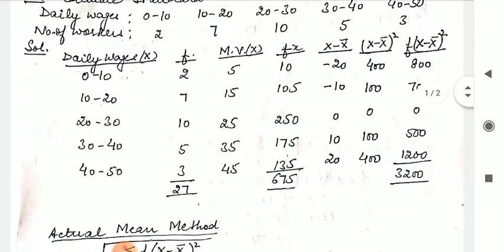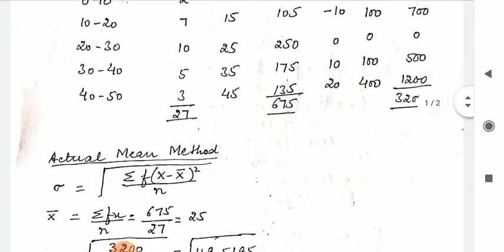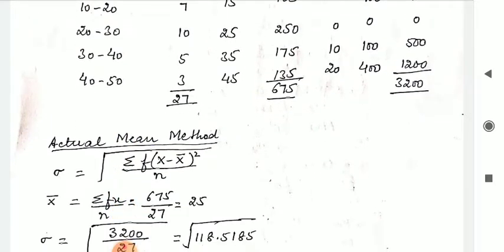After that, we'll put the formula of actual mean method. Now you see the formula of actual mean method. Standard deviation is equal to under root of sigma f into x minus x bar whole square divided by n. For this formula, we would be needing x bar. So x bar is equal to sigma f into x divided by n. For calculating x bar, we need to find out f into x.